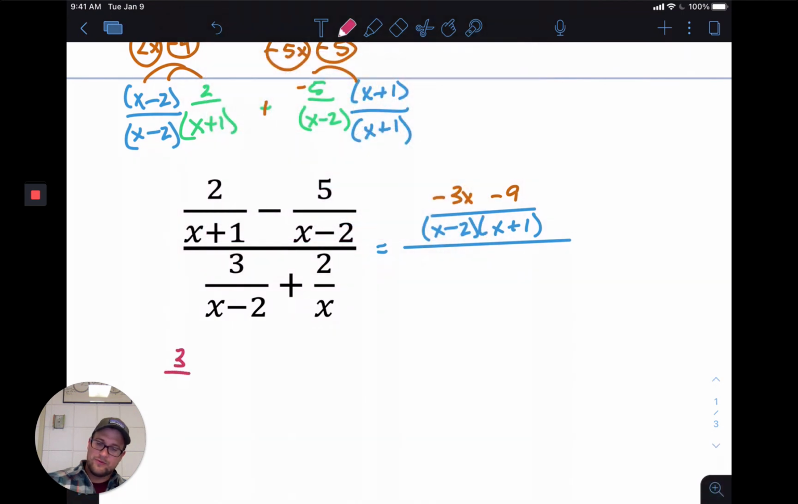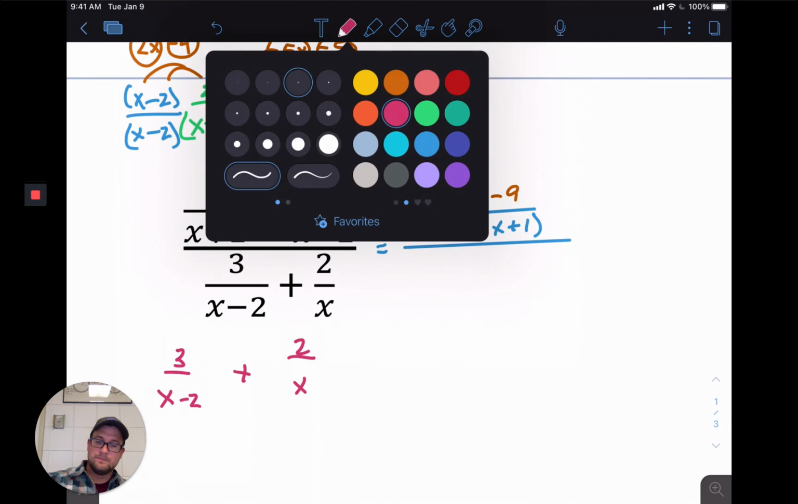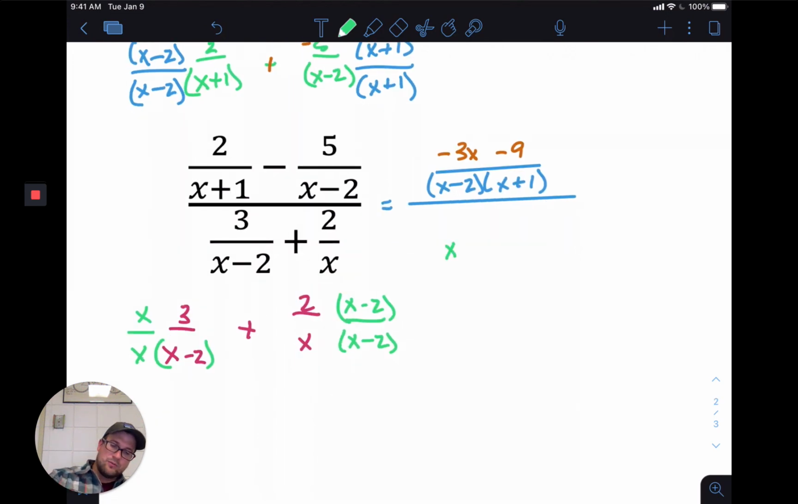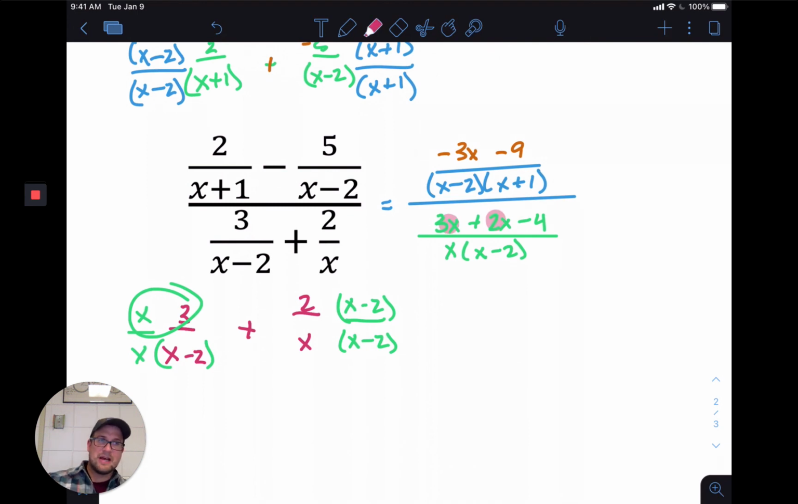So looking at this one, 3 over x minus 2 plus 2 over x. We are going to need to give this first one an x over x, and we'll need to give the second one an x minus 2 and an x minus 2. When we do that, our new denominator will be x times x minus 2, and in the numerator, we'll have 3x plus 2x minus 4. And of course, combining our 3x and our 2x will give us a 5x.